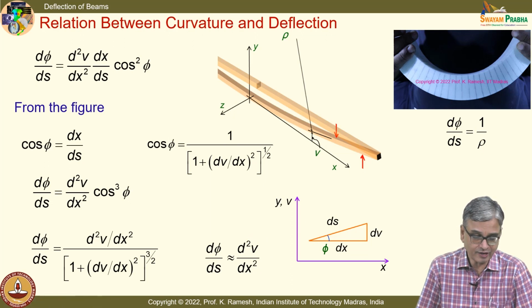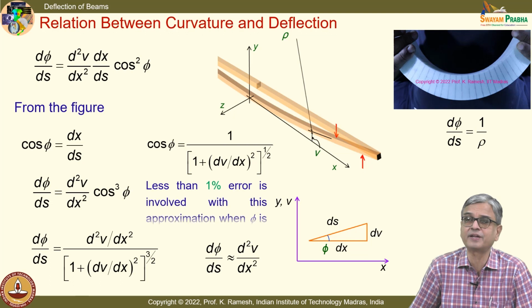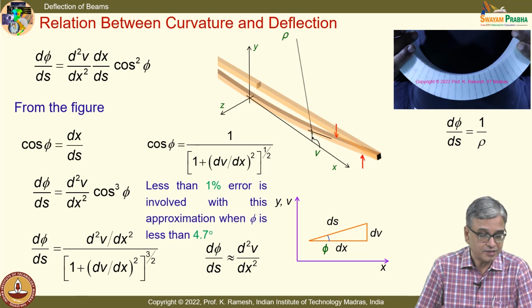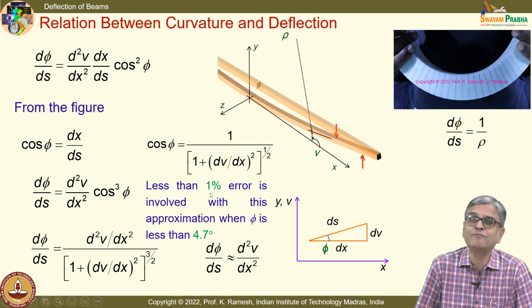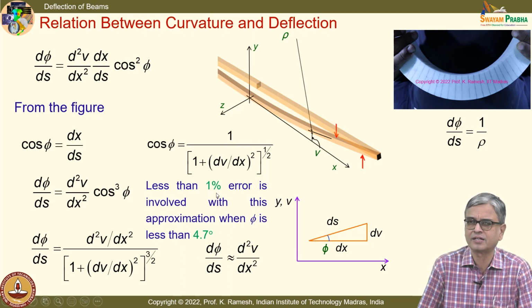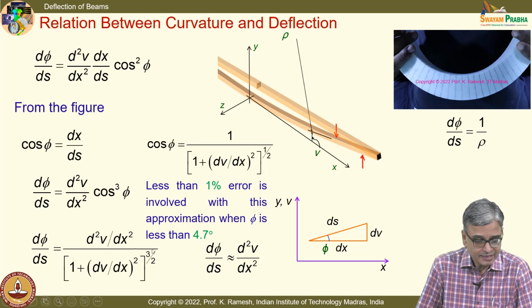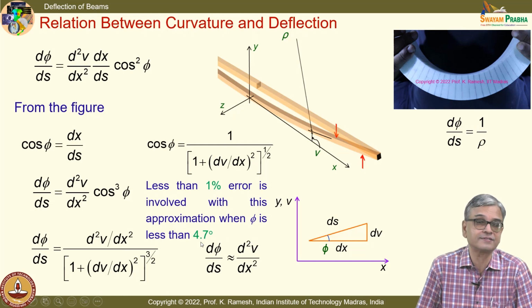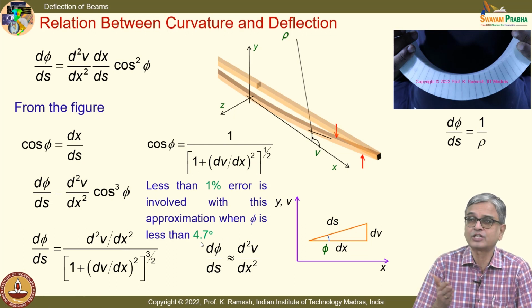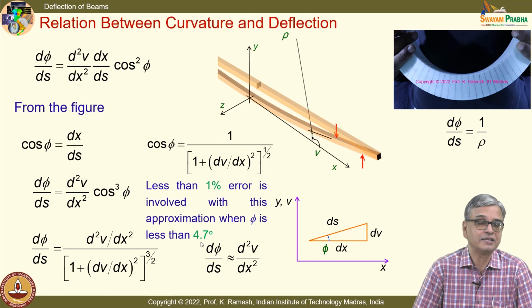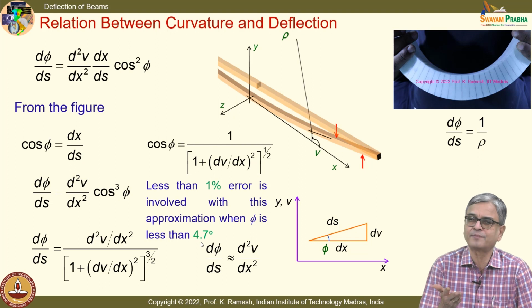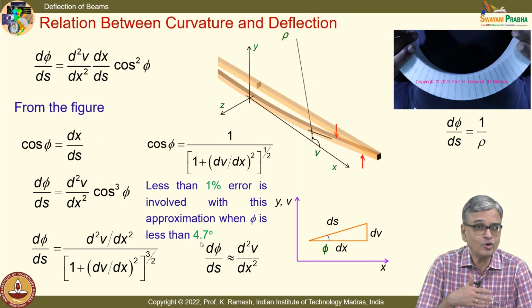So, we also recognize that we are doing an approximation, and by doing this approximation you make only less than 1% error. It is very small, provided the slope angle is less than 4.7 degrees. See, in actual practice the angle phi would be less than 0.5 degrees. If you really solve some of the problems, it won't go anywhere near 5 degrees.